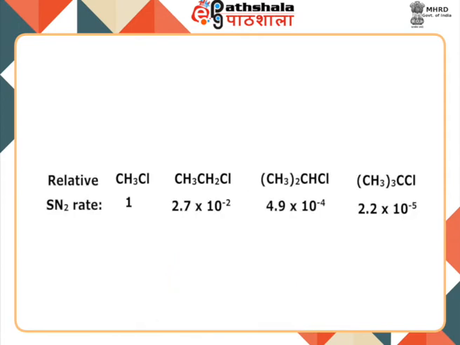Experimentally, for the reaction Br minus plus RCl under strictly SN2 conditions, it was shown that the relative SN2 rate for methyl chloride was 1. For ethyl chloride, the rate was 2.7 × 10^-2. For isopropyl chloride, the rate is 4.9 × 10^-4, whereas for tertiary butyl chloride, the rate is 2.2 × 10^-5. Thus, the relative rate for the SN2 reaction decreases with steric bulk.